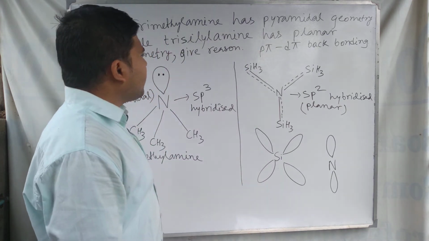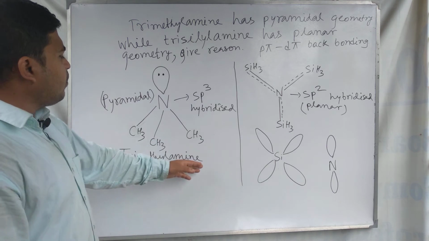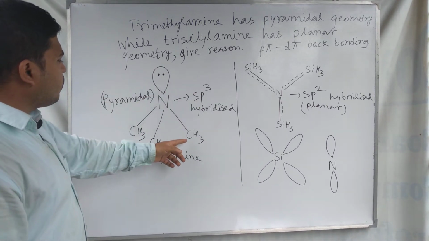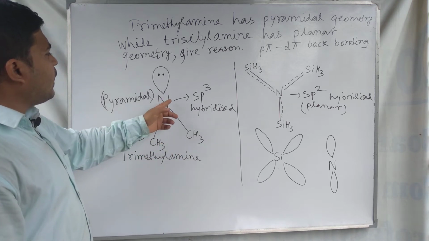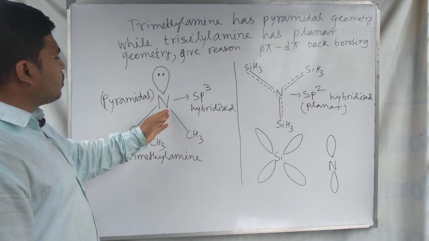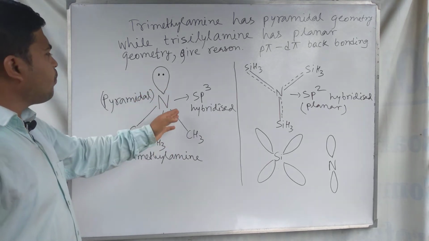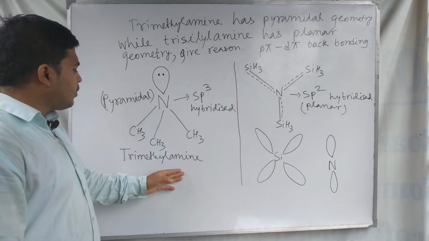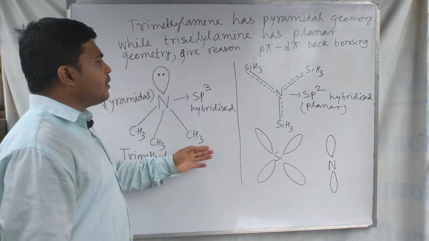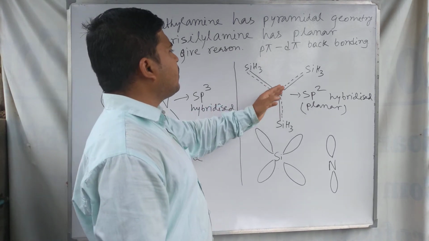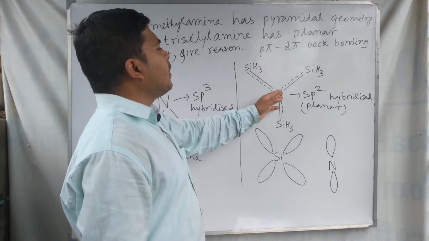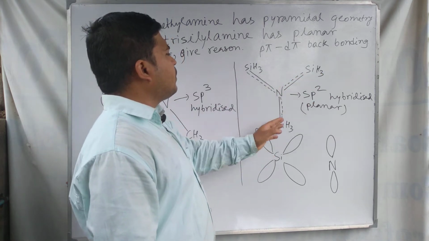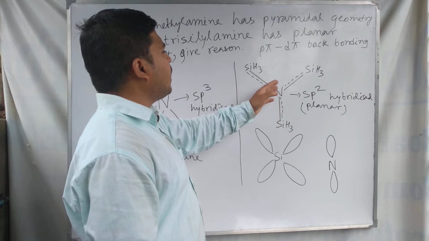Let's start the discussion about this topic. This is trimethylamine, where 3 methyl groups and one lone pair are bonded with the nitrogen atom, and nitrogen is sp3 hybridized in trimethylamine. And this one is the structure of trisilylamine, N(SiH3)3.